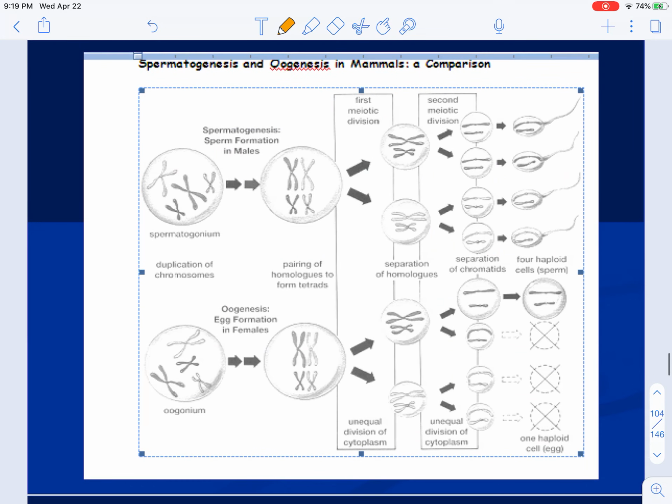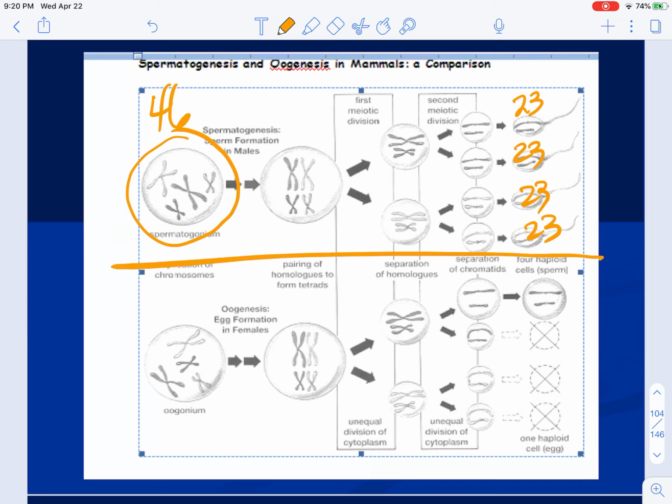Okay, there's another picture of spermatogenesis. And so spermatogenesis, as you know, starts off with one cell with its 46 chromosomes. Spermatogonia would still have 46 chromosomes in human terms, but all four sperm would end up with 23 chromosomes once they're done all of meiosis.